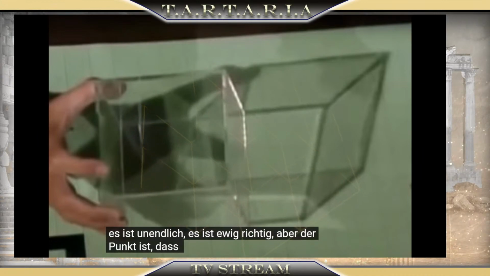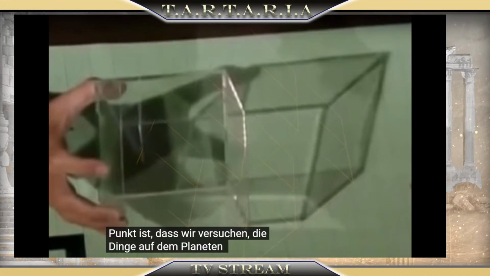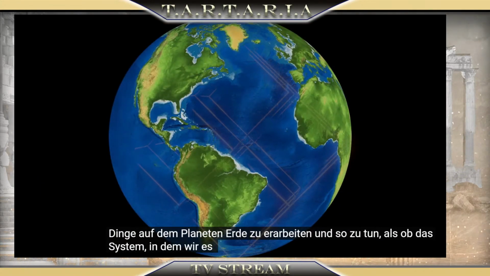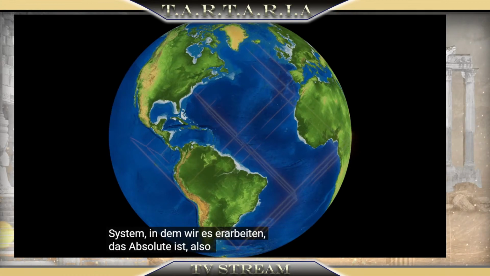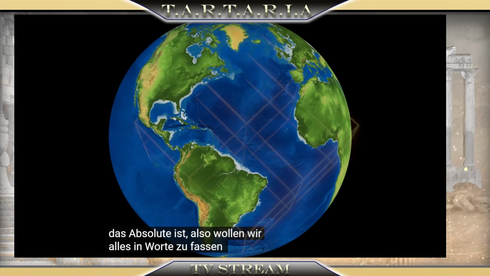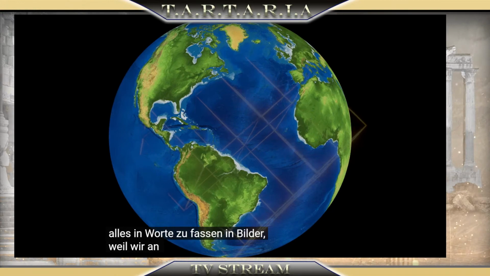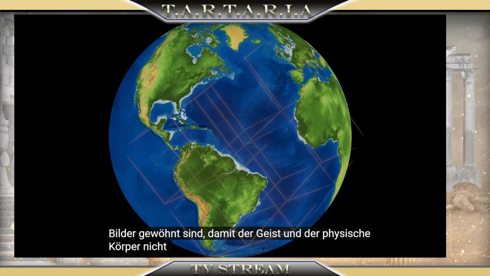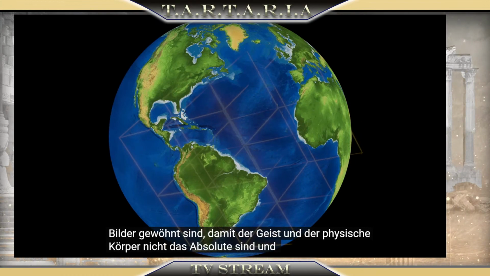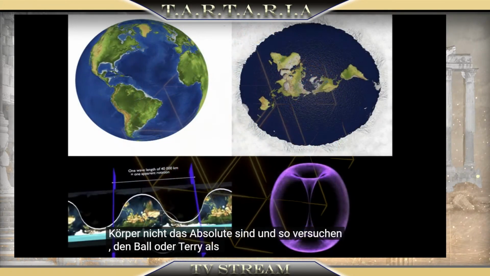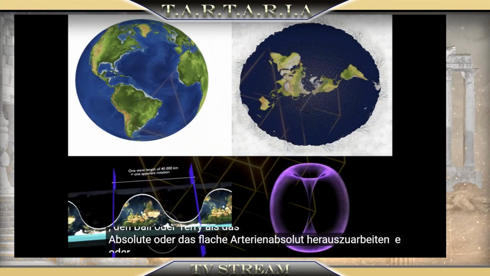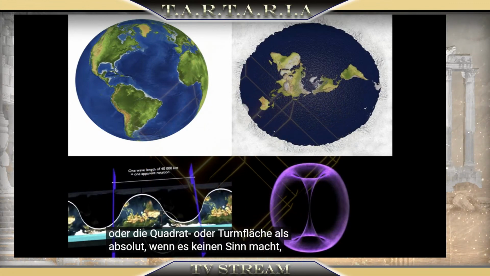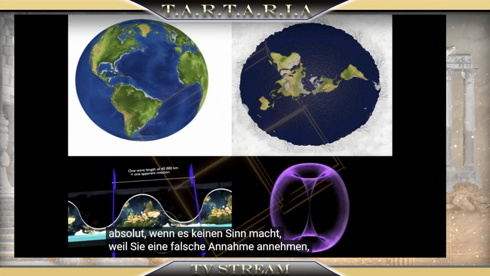But the point is, we are trying to work things out on planet Earth, pretending that the system in which we're working it out is the absolute. So we want to put everything into words, into images, because we're used to 3-dimensional images. But the mind and the physical body are not the absolute. So trying to work out the ball Earth theory as the absolute, or the flat Earth theory as the absolute, or the square Earth theory as the absolute, it doesn't make sense, because you're making a wrong assumption.